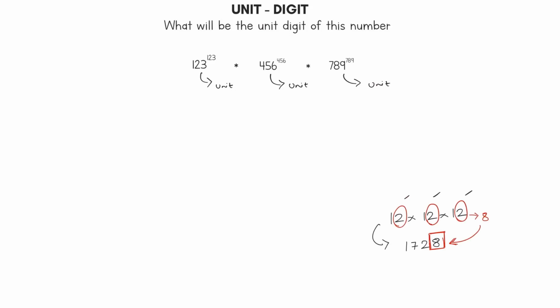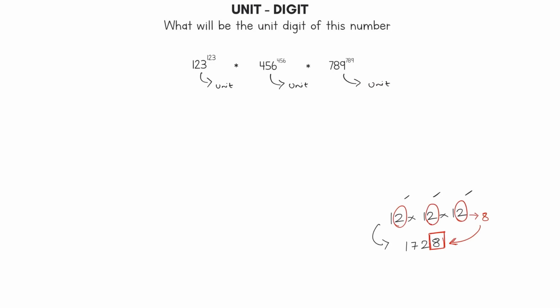So I need to find out only the unit digit of this number. I don't care what that number is, because I just want to know the unit digit of this. Okay, that's what my simple logic here is. So let's find it out now. This is 123 raised to 123.